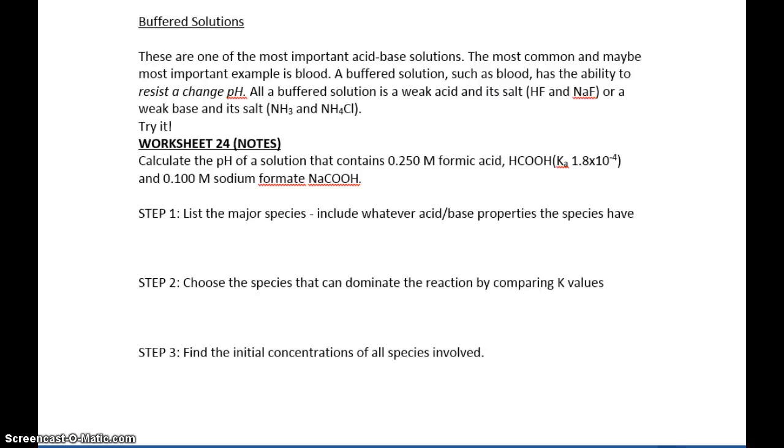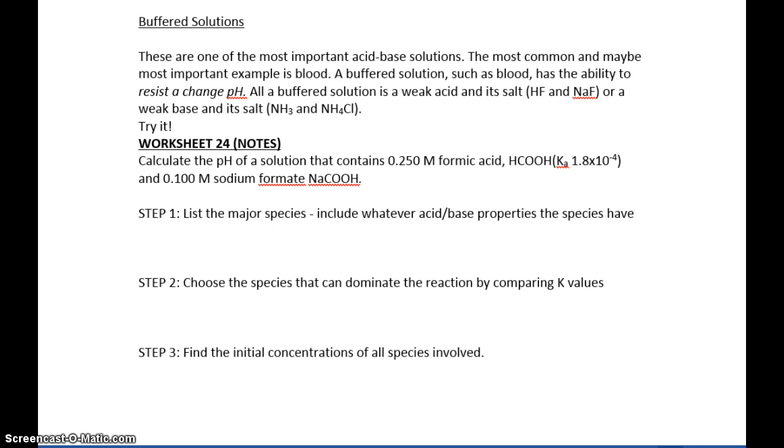For our final unit, we're going to talk about buffered solutions. Buffered solutions are important, and it's exactly the same as the common ion effect. Nothing changes procedurally. Common ion effect and buffered solutions are the same thing. So really, this is just walking you through another of the exact same problems.